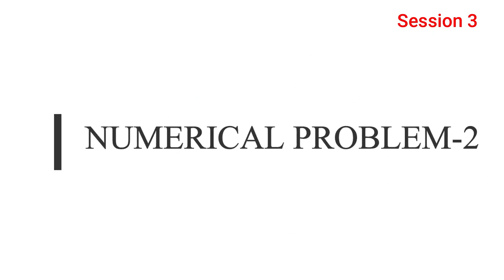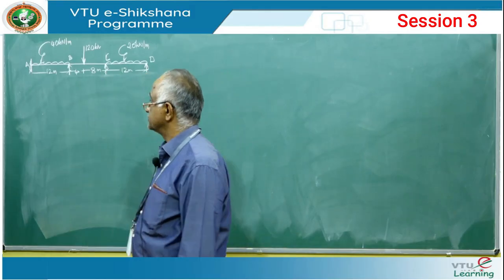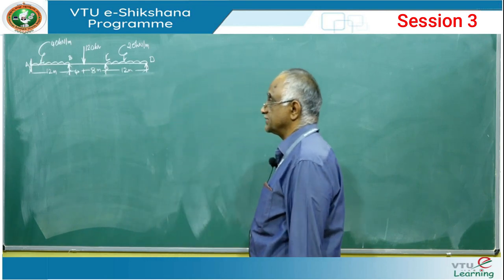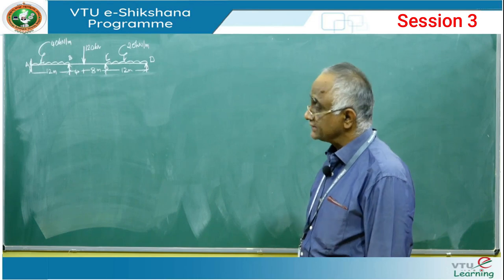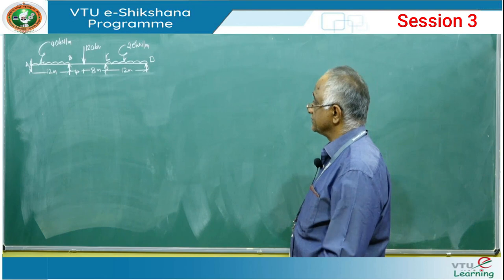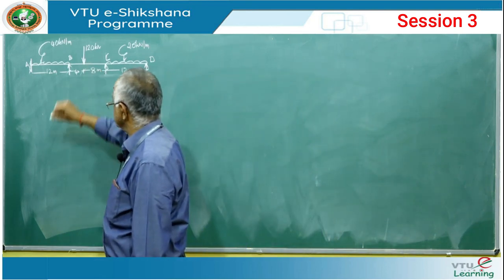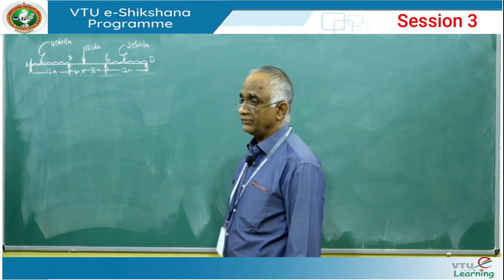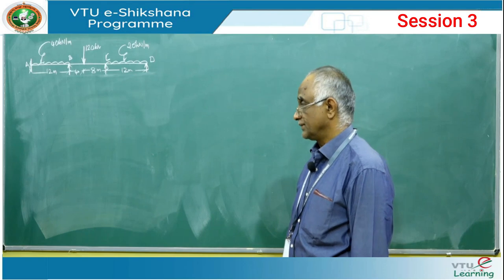Let me move on to the second problem. The only difference is that I have added one more span here for the same type of problem, without any change in the I and span also. All of them are 12 meters. The first span is loaded with a UDL of 40 kilonewton per meter. The second has an unsymmetrical load on the span of 120 kilonewton at 4 meters from the left, 8 meters from the right. And for the third span, I have a UDL again of 20 kilonewton per meter.